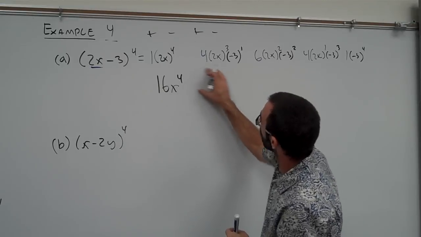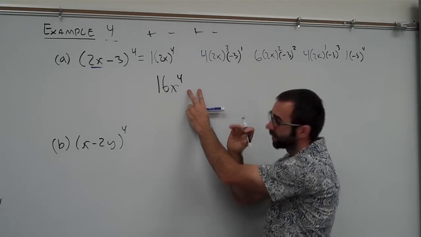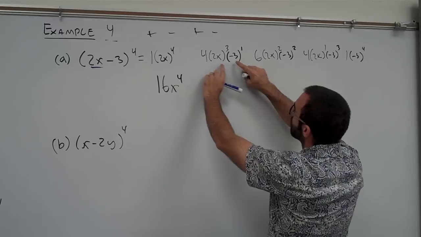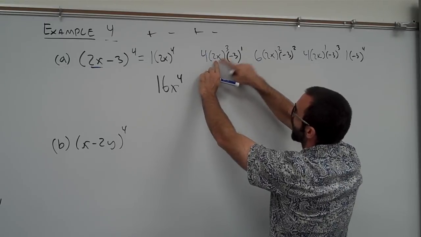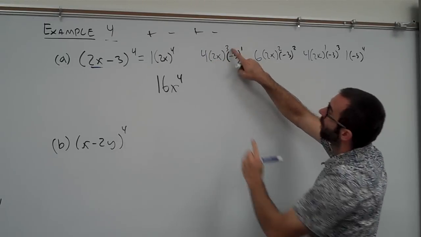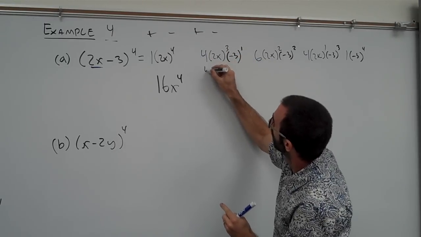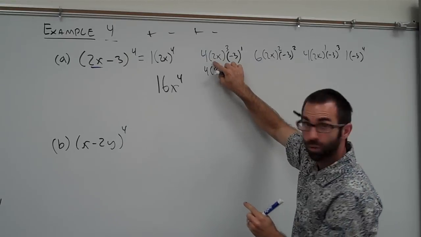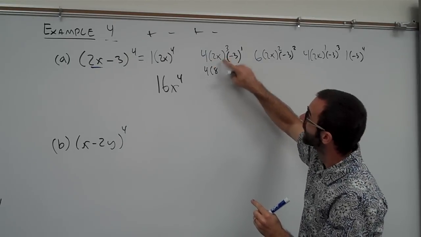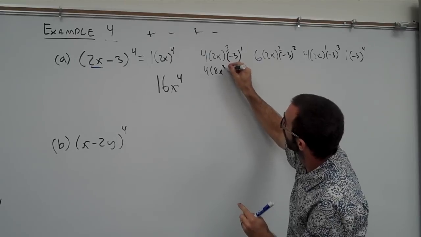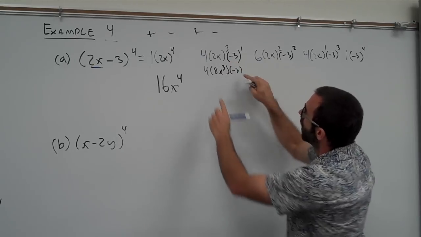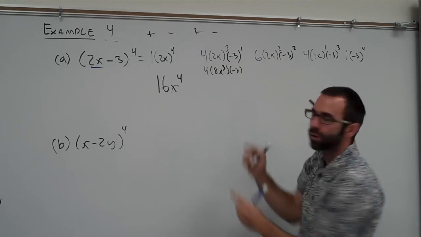I don't know my sign yet, so I'm not going to put plus or minus. Let's check this out here. We need to do 2x to the power of 3. So 2 to the power of 3 is 8. Check this out: 4 times 8, because 2 to the power of 3 is 8, x to the power of 3, and then multiply by -3. So we have to multiply all this together now.